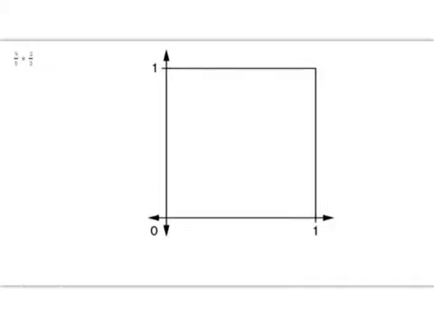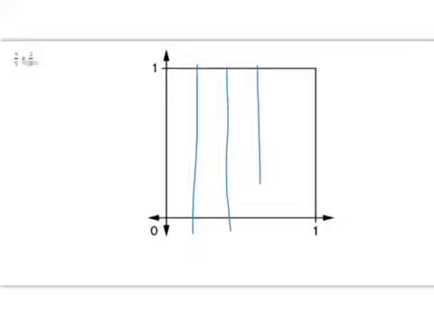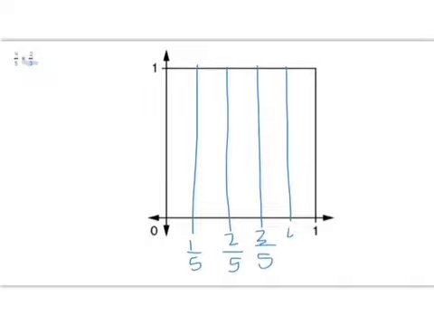Let's try another one for practice. We have 4/5 and 2/3, so we're going to look at the denominators. Okay, I need to divide the first denominator is 5, so let's divide it into 5 parts. It doesn't have to be perfect. 2, 3, 4, 5, 1/5, 2/5, 3/5, 4/5.